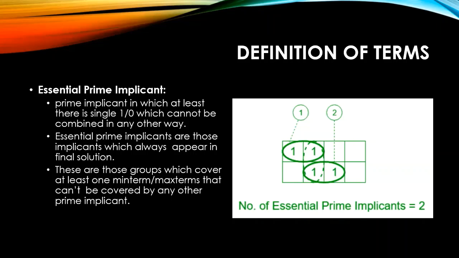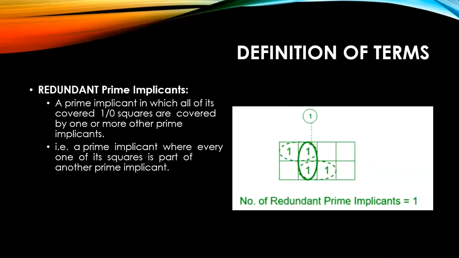So if it's not an essential prime implicant, what is it? It's a redundant prime implicant, wherein again, there's no exclusive one or zero on that group. It is considered a redundant prime implicant. So if we have a redundant prime implicant in our grouping, remove it. It will not be part of the final simplified equation.